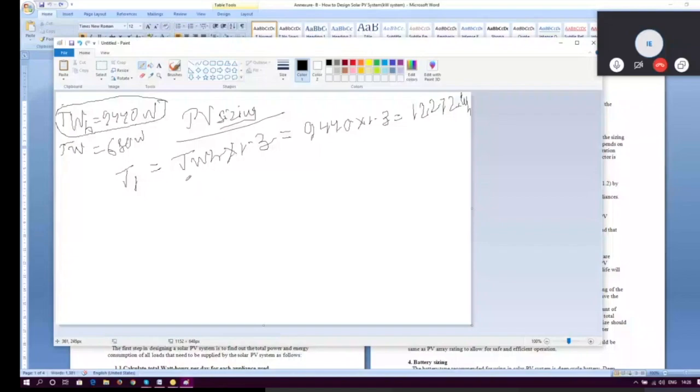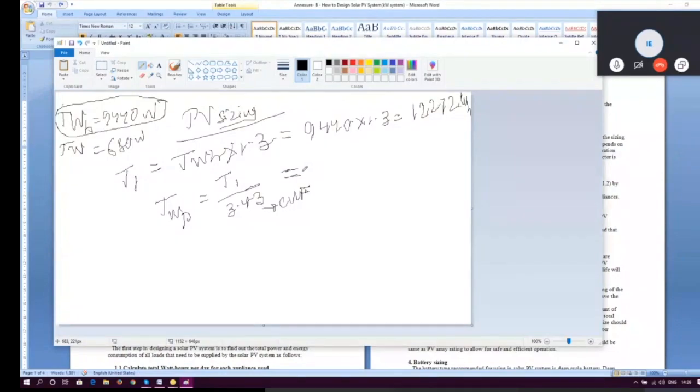Once we have T1, the total watt hour, that is 12272, we need to find the TWP, the total watt peak of modules required. To find the total watt peak of modules required, we need to divide T1 by 3.43. This factor we have got from CUF. In India, it is 3.43.